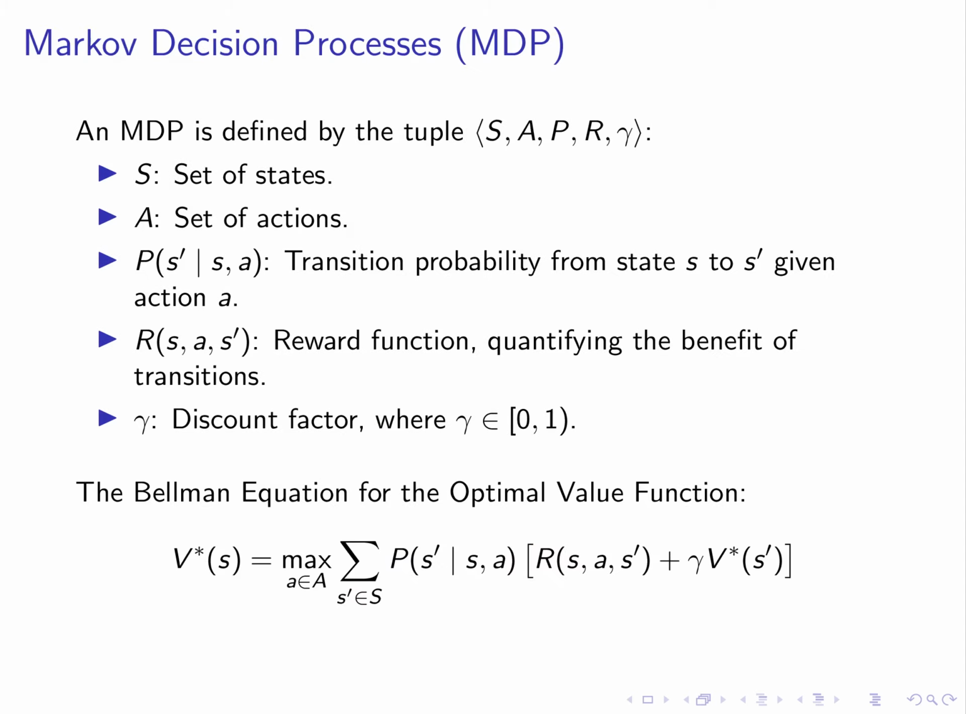Let's delve a little deeper into the mathematics behind agent decision-making, specifically through the framework of Markov decision processes, or MDPs. An MDP provides a way to model decision-making where outcomes are partly random and partly under the control of the agent. It is defined by the tuple (S, A, P, R, gamma). S, the set of possible states. A, the set of possible actions. P, the transition probability from state S to state S prime when action A is taken. R, the reward function indicating the benefit of transitioning between states. Gamma, the discount factor, which essentially prioritizes immediate rewards over future ones. The central idea here is captured by the Bellman equation. This equation underpins many dynamic programming and reinforcement learning methods used in data science.